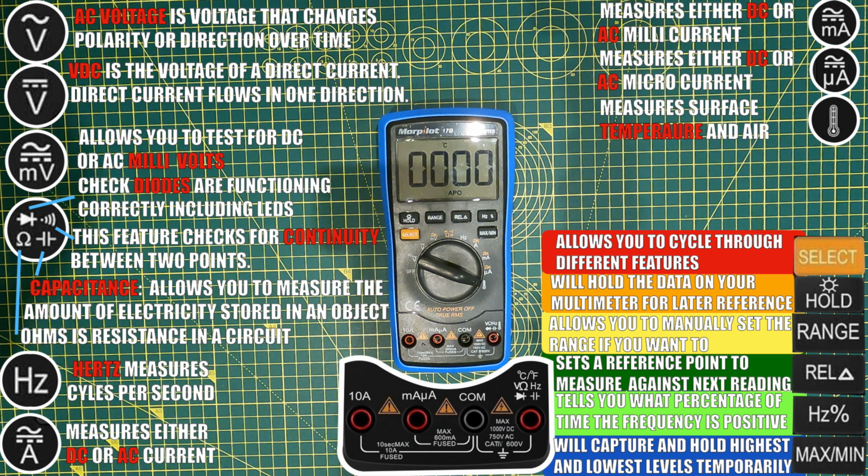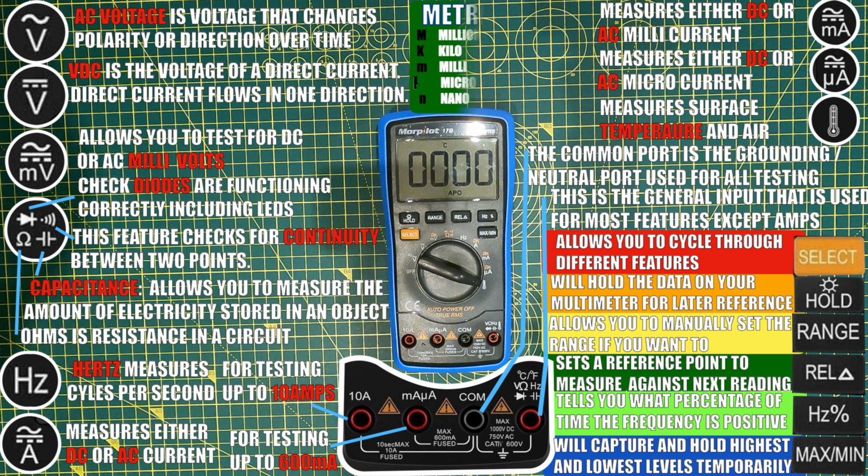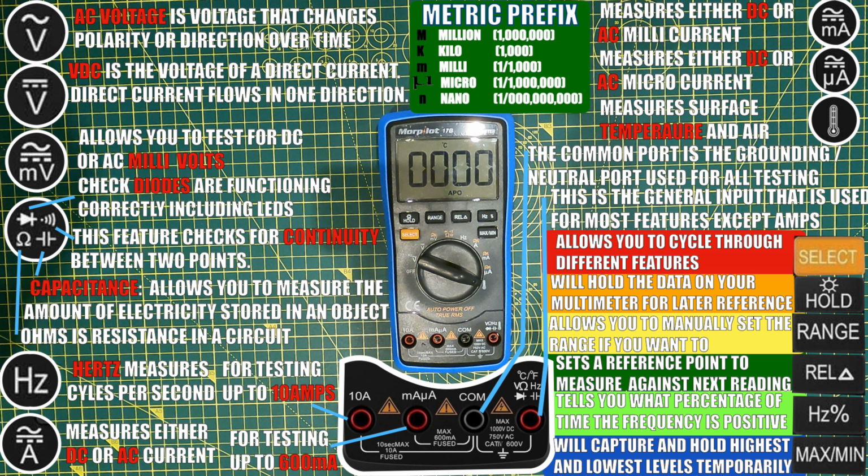Let's take a look at the inputs at the bottom of the multimeter. The terminal on the right is a general input for most features except measuring current. Your black lead goes into the COM port, which is a grounding or neutral terminal. The central red port is for testing current up to 600 milliamps. And for testing current up to 10 amps, you want the port on the far left of the multimeter. And at the top of the screen there, I've included a units table just to help you identify the values of some of these symbols.